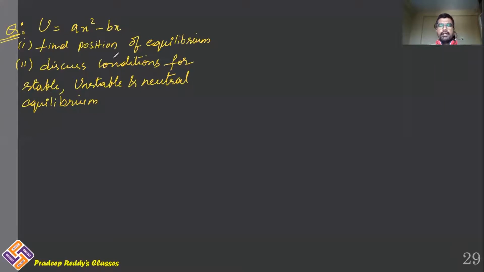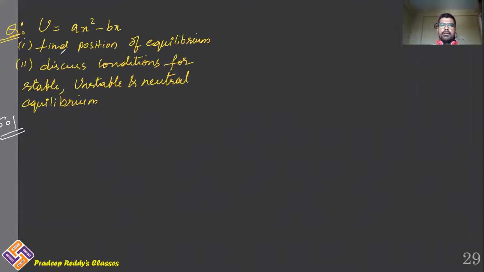Yeah, students, we have one more model based on the same concept. The potential energy function is variable with respect to x, that is given to you in the problem. Potential energy is a function where u is equal to ax square minus bx. As this is variable with position, if x is equal to 0, potential energy is 0. If x is equal to 1, potential energy is a minus b. If x is equal to 2, potential energy is 4a minus 2b. Like that, it is varying with respect to x.